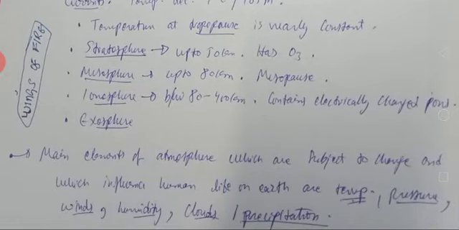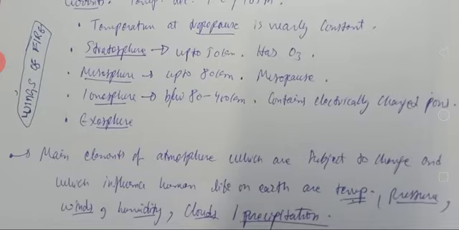Mesosphere is up to 80 km from the stratopause. Stratopause is present between the stratosphere and mesosphere. Mesosphere extends up to 80 km, and the uppermost portion of the mesosphere is the mesopause.